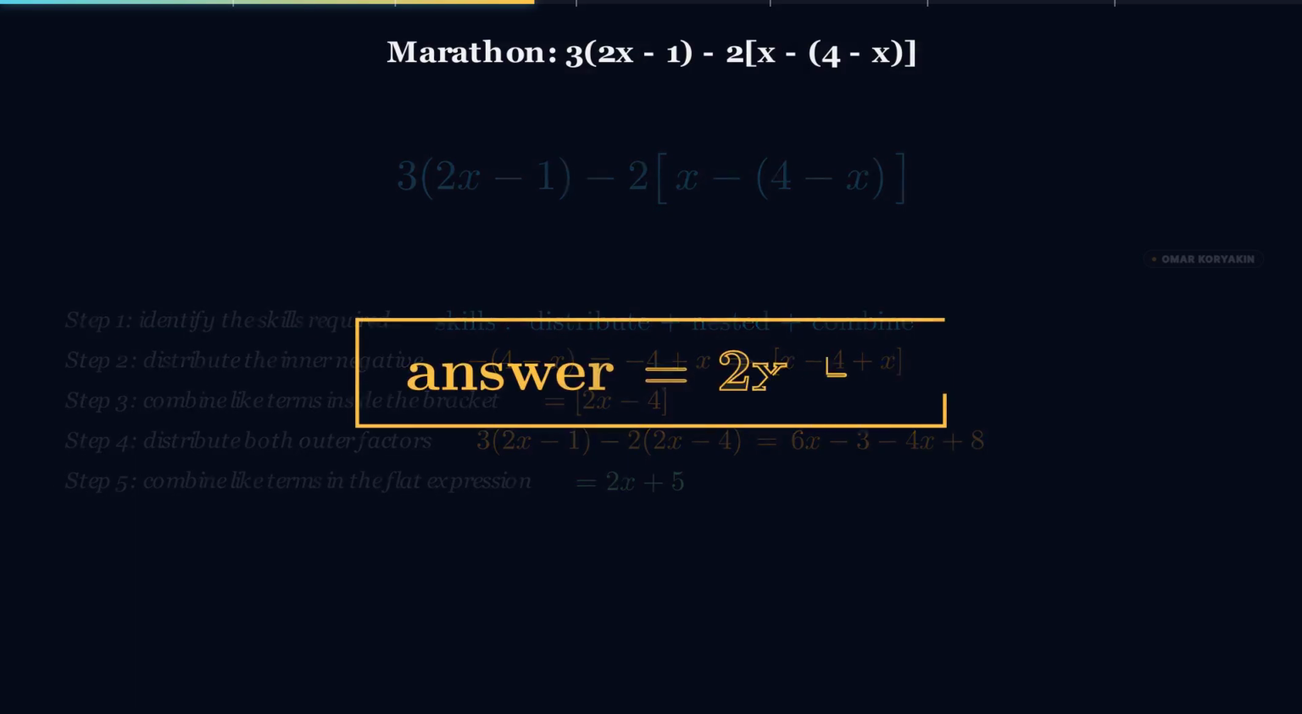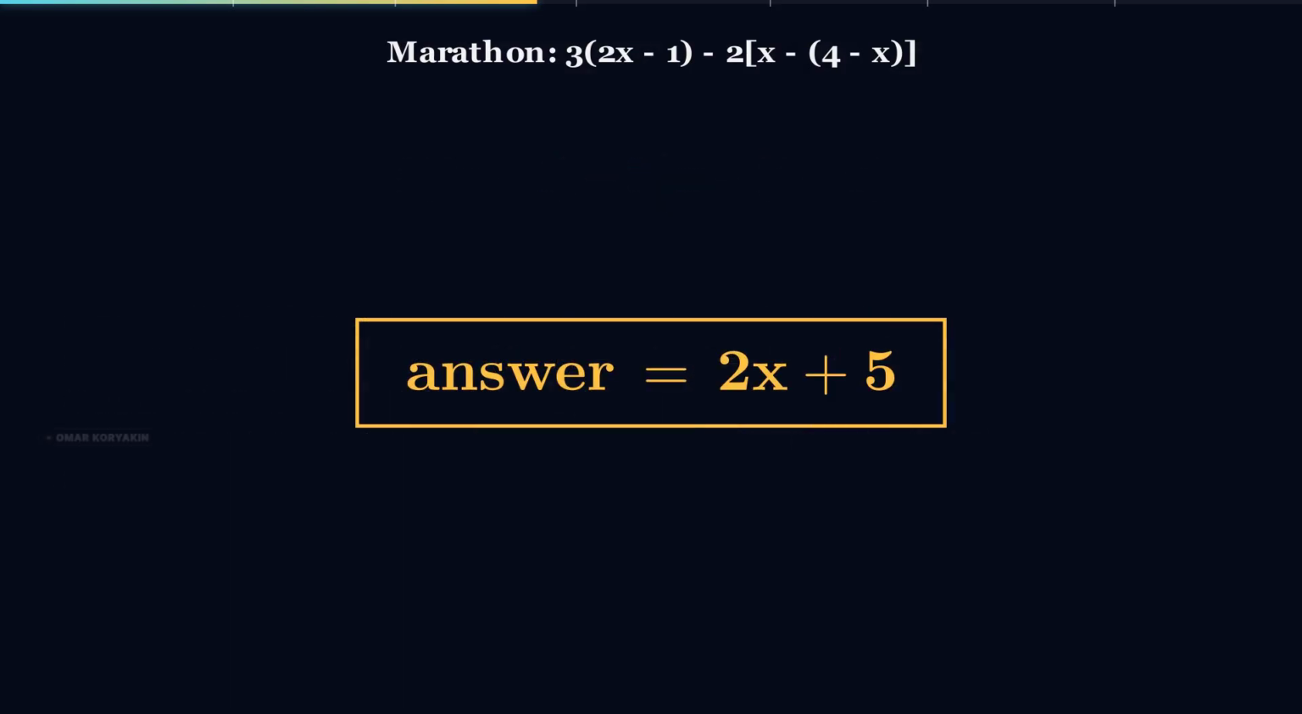Step 5. Combine the like terms in the final flat expression. The x terms 6x and negative 4x combine to 2x. The constants negative 3 and positive 8 combine to positive 5. The fully simplified expression is 2x plus 5.